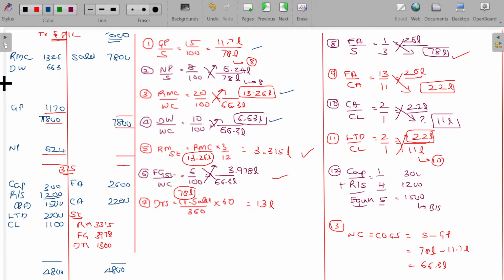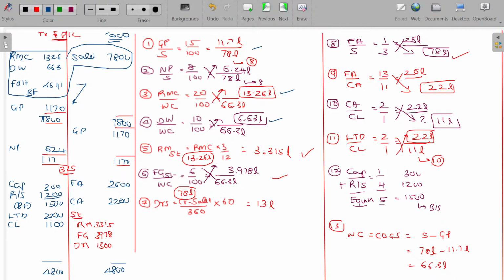Balancing figure will be called factory overhead or works overhead. Balancing figure in this case being 4641. Remember, from the sales, if you subtract this value, this will be the work cost, and on that GP is calculated. GP is transferred here, 1170.